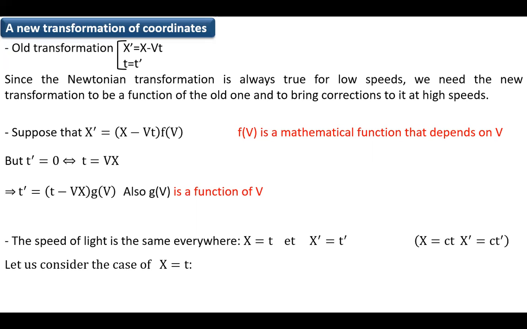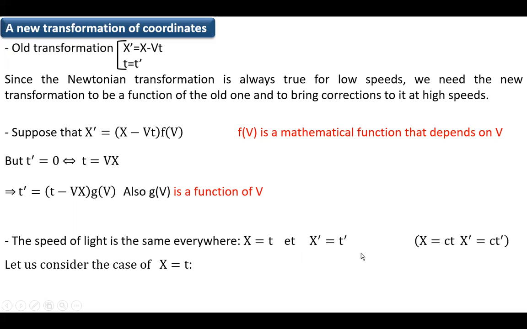We also know that the speed of light is the same everywhere. So x equals t and x prime equals t prime. And in a certain frame where c is not equal to 1, you can say that x equals ct and x prime is equal to ct prime.